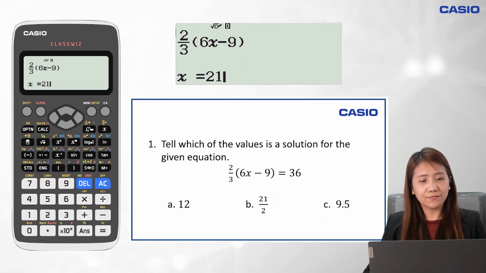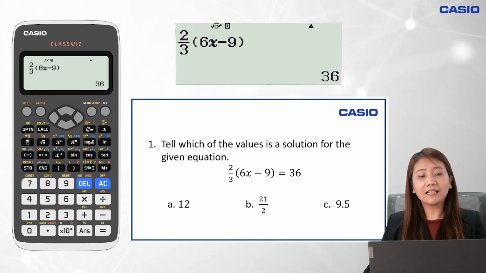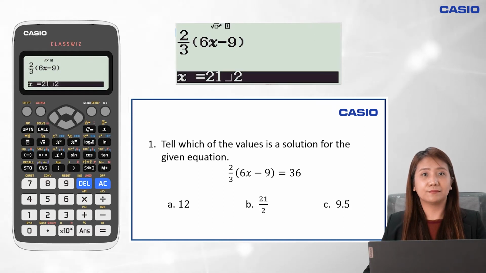Fraction key. And let's input the denominator 2. We click on equal sign twice, and that gives us 36, which is the same as the second side. So, 21 over 2 is a solution. To test the third value, let's press Calc. Classwiz will ask for the value of x again. Let's input the third value, which is 9.5.